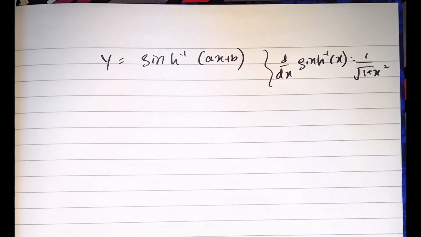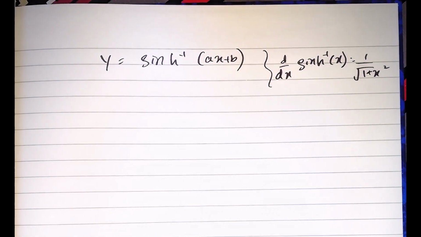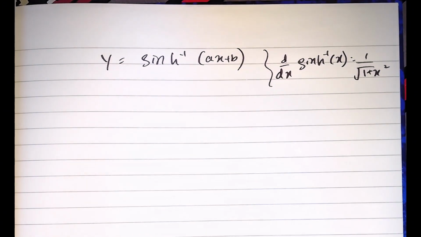Okay, so now we have to find the derivative of y is equal to sine hyperbolic inverse ax plus b. Now there are two methods of solving this question. One method is the one by which we have been solving all of these questions previously. That's the simplest method by which you can solve this question. There is another method by which we are utilizing the chain rule to find the derivative, and I will show both of them to you. First of all, let's just use the first method, the traditional method.